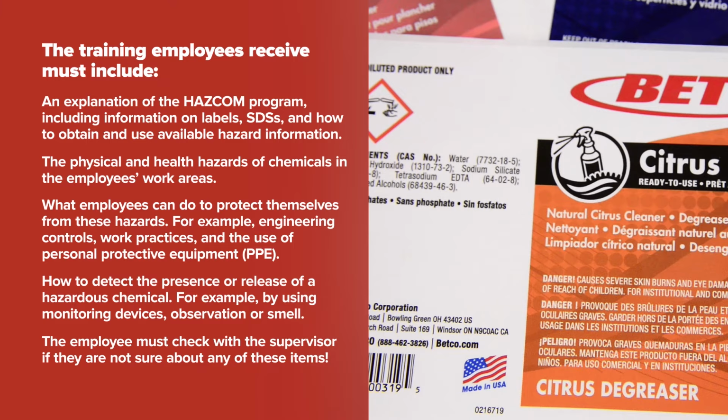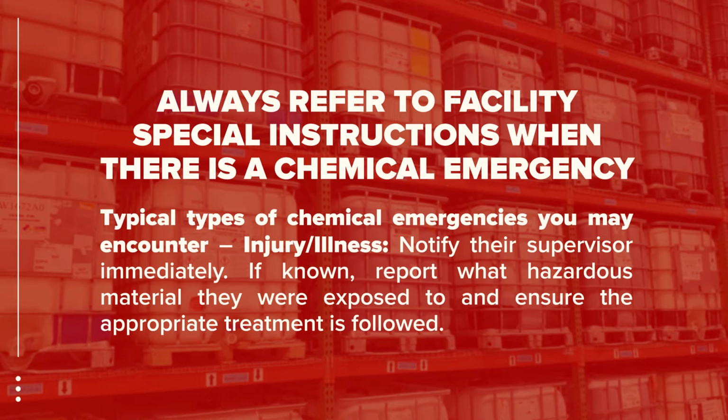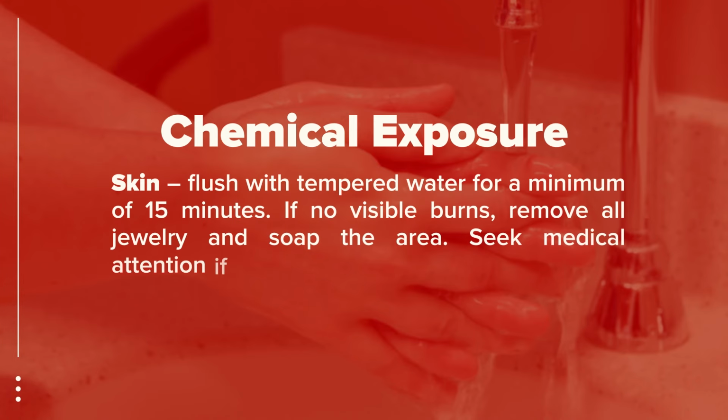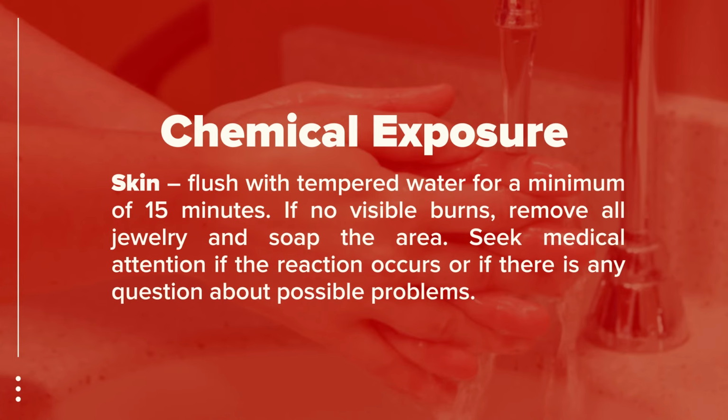Always refer to facility special instructions when there is a chemical emergency. Typical types of chemical emergencies you may encounter: injury, illness. Notify the supervisor immediately. If known, report what hazardous material they were exposed to and ensure the appropriate treatment is followed. Chemical exposure. Skin: flush with tempered water for a minimum of 15 minutes. If no visible burns, remove all jewelry and soap the area. Seek medical attention if a reaction occurs or if there is any question about possible problems.